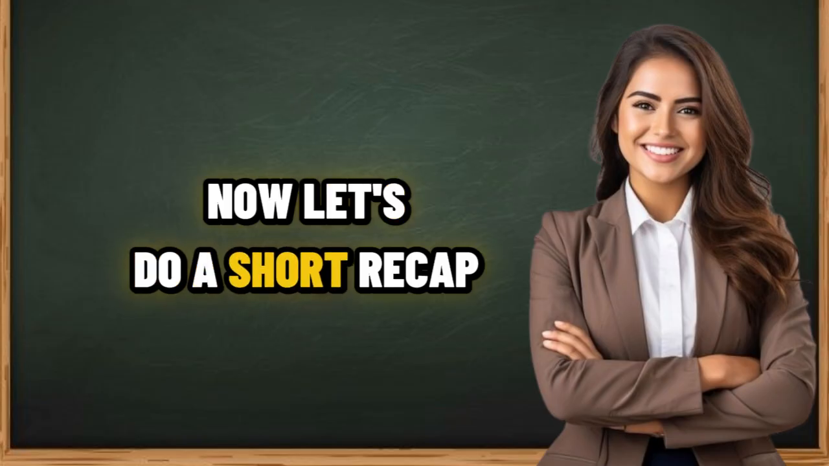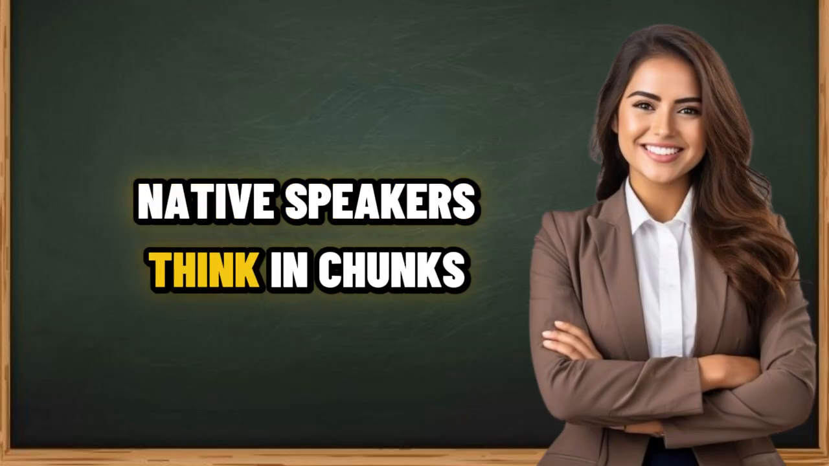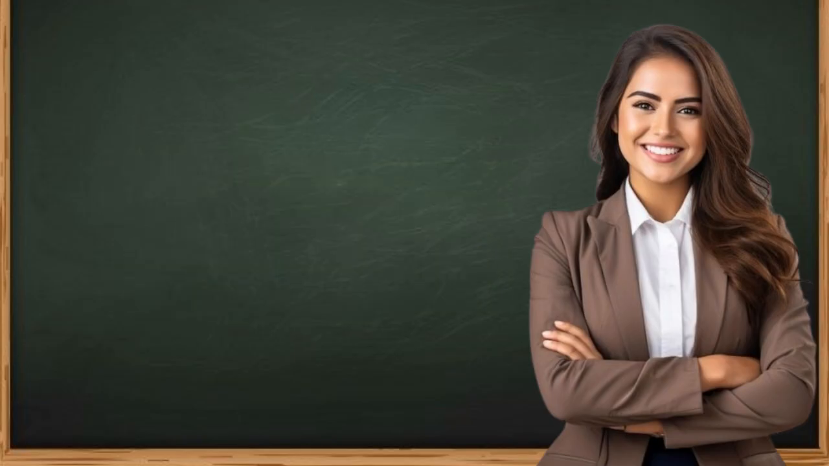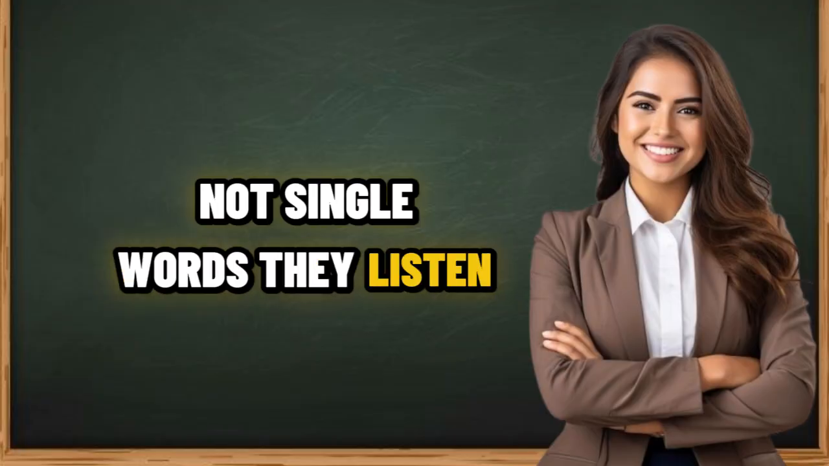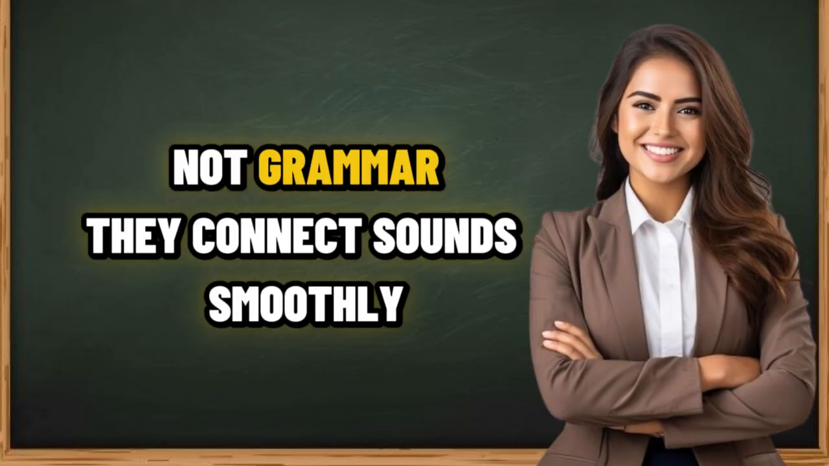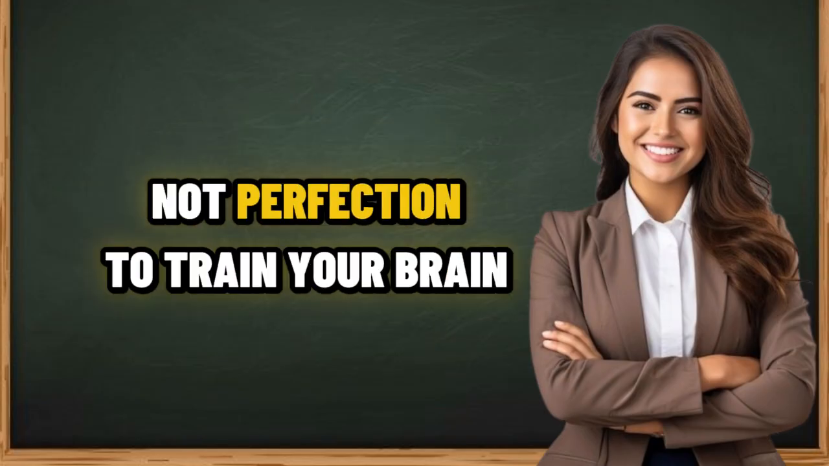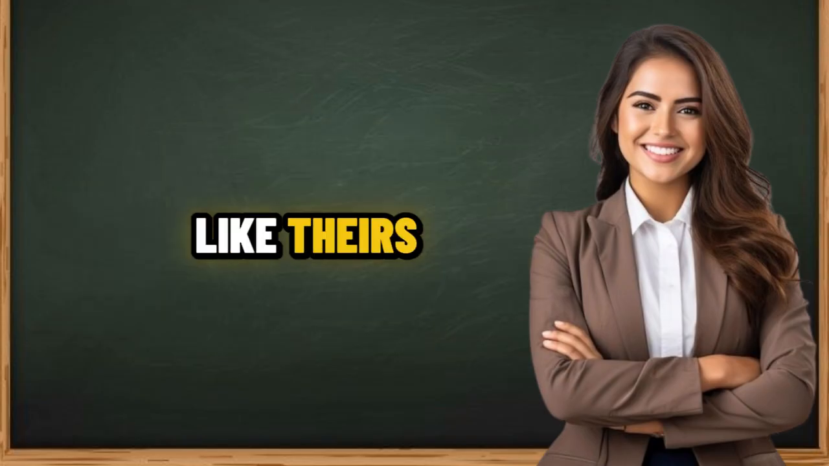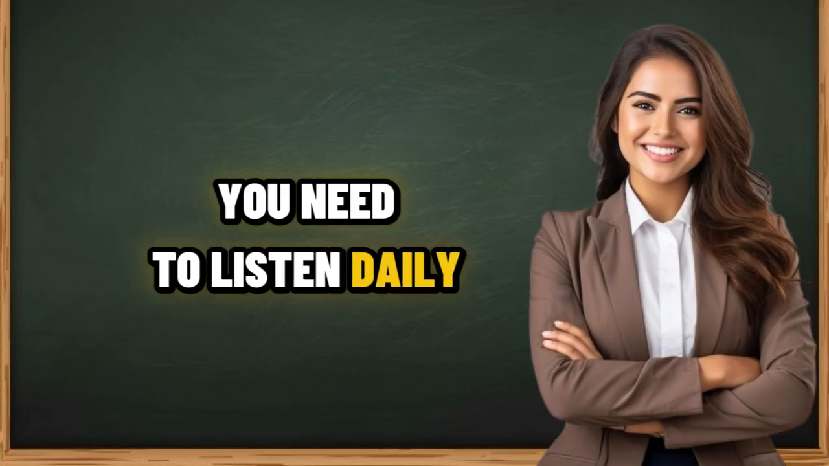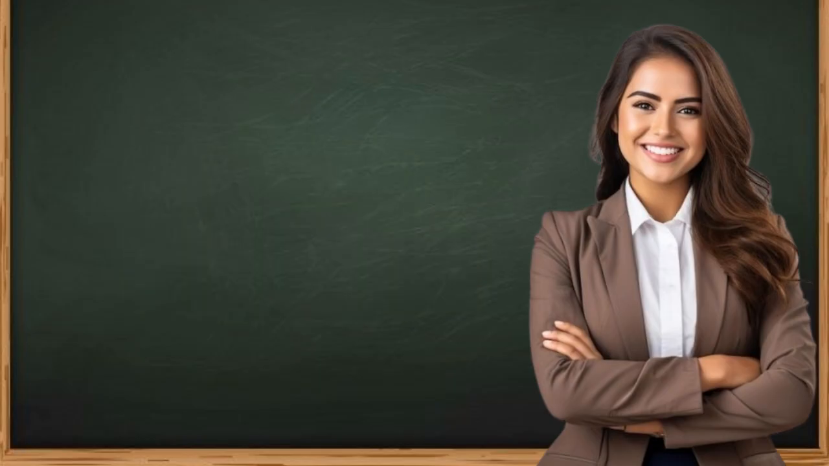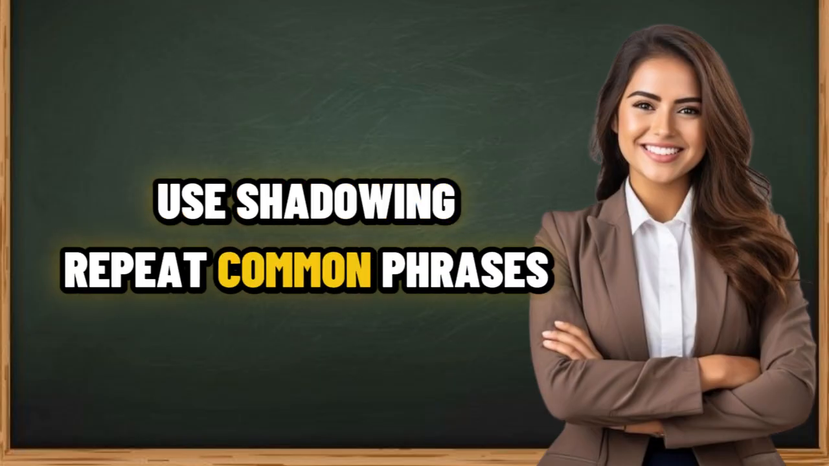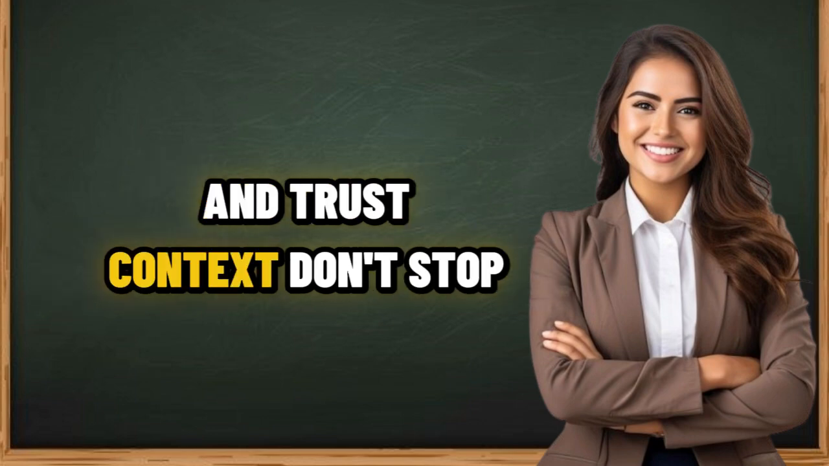Now let's do a short recap. Native speakers think in chunks and ideas, not single words. They listen for emotion, not grammar. They connect sounds smoothly. They focus on understanding and connection, not perfection. To train your brain like theirs, you need to listen daily. Think in simple English. Use shadowing. Repeat common phrases and trust context.